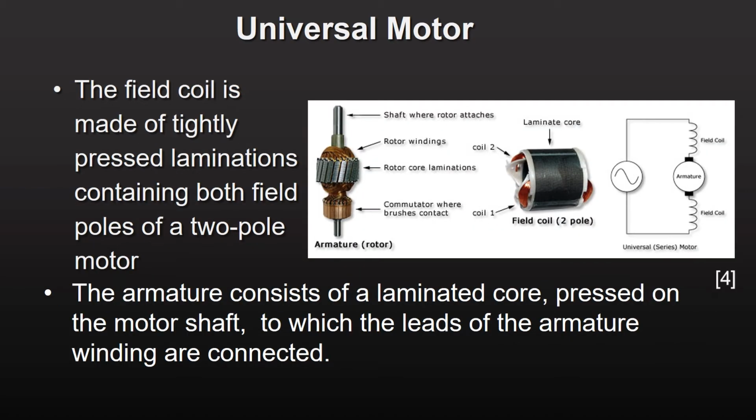As shown in the diagram on the right, the two-pole field coil is made of tightly pressed laminations overlaid on two coils, creating both field poles of the motor. The armature, shown as the rotor in the diagram, consists of a lamination overlaid on rotor windings, the entire assembly pressed on the motor shaft. The commutator is also pressed on the shaft. The brushes contact the commutator, supplying current to the armature.